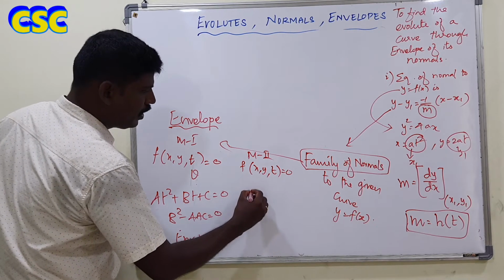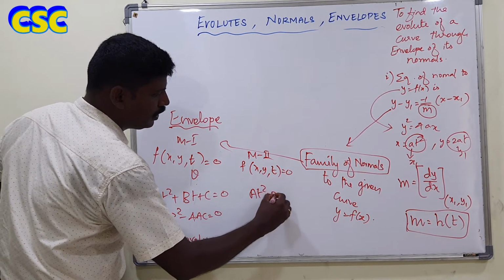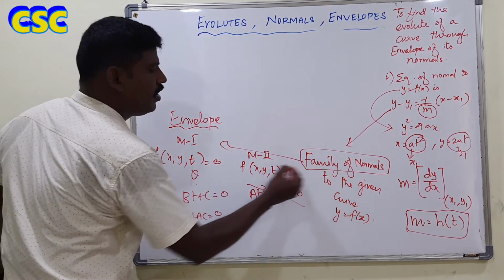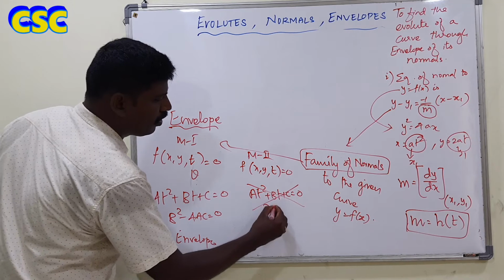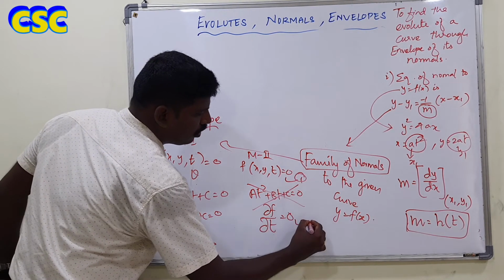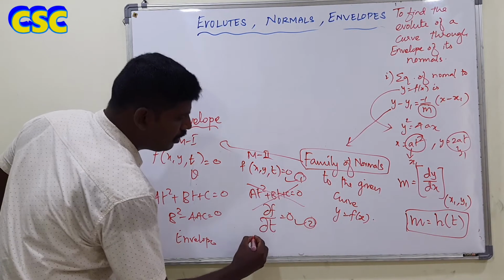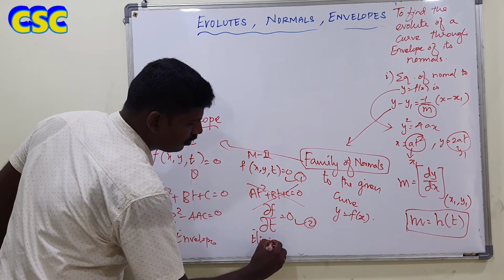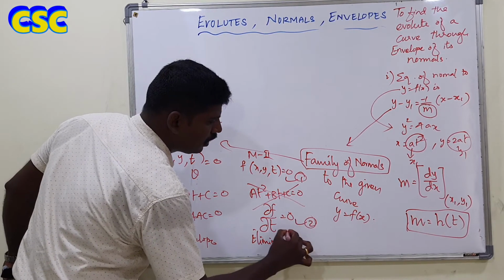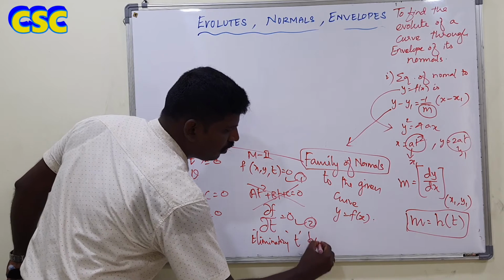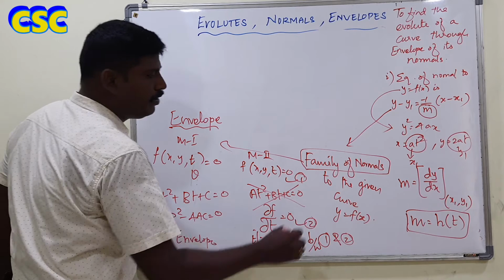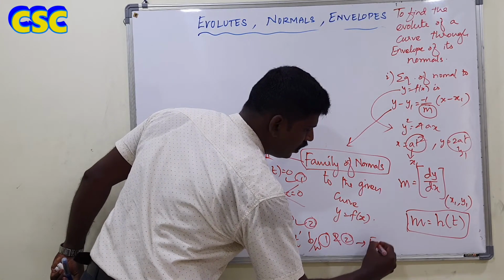How does method 2 differ from method 1? If it cannot be rewritten in the form of at square plus bt plus c equal to 0, that is, if this family of normals cannot be written in that form, then go for taking the partial derivative with respect to the given parameter. We call this eliminating the given parameter. What is the given parameter? t. Eliminating t between 1 and 2, you can get the envelope.